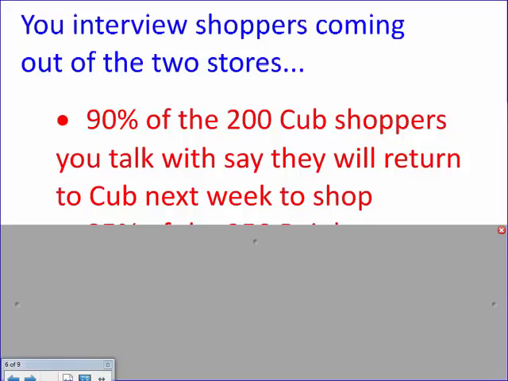So what does that mean with the other 10%? Where would they end up shopping? Yeah, that other 10% are going to end up going to Rainbow, right? Because they can only go to either Cub or Rainbow. That's what my last statement just was. Okay, so 90% are going to return out of that 200, and 10% will go to Rainbow.